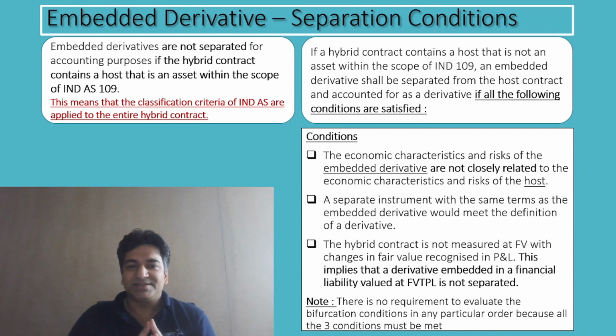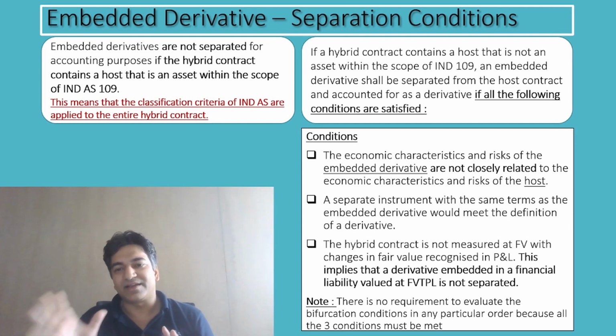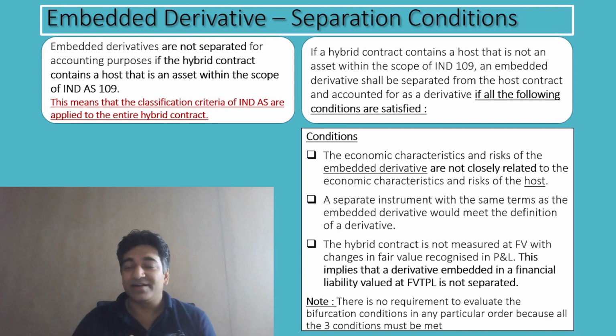What are these conditions? First, the economic characteristics and risks of the embedded derivative are not closely related to the economic characteristics of the host contract. What the accounting standard says is that if these are closely related, then these need not be separated. Because these are not closely related, these have to be separated.